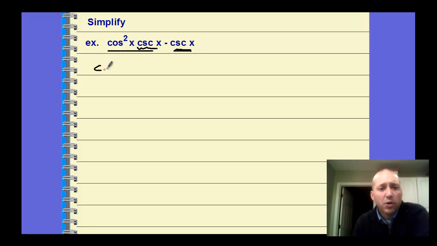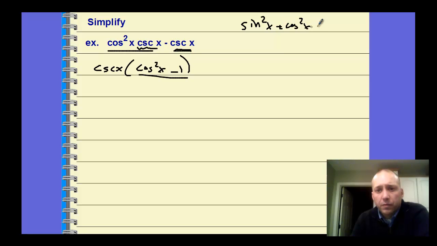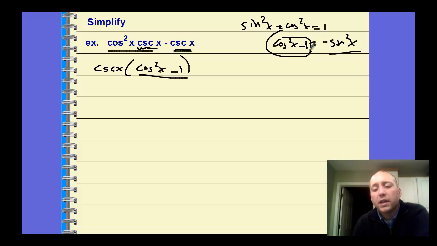So I'd factor out a cosecant x, and that leaves me with cosine squared x minus 1, and I know what that is if you go to your Pythagorean identity. If I subtract 1, so I have cosine squared x minus 1, and then I subtract the sine squared, I find this equivalent form of the Pythagorean identity. So I know cosine squared x minus 1 is negative sine squared x, so I can rewrite that as negative sine squared x, which just gives me fewer terms.